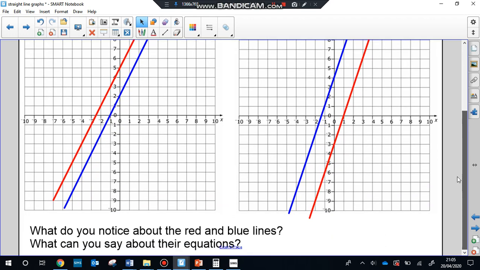So once you've done that, I want you to think about these 2 questions. What can you say about the pair of lines, the red and blue lines here? And what can you say about the pair of lines here, the red and blue lines here? And what do you notice, or what can you say about their equations? So just have a think, maybe pause that for a minute. What can you tell me about these 2 lines? What do you notice about their equations?